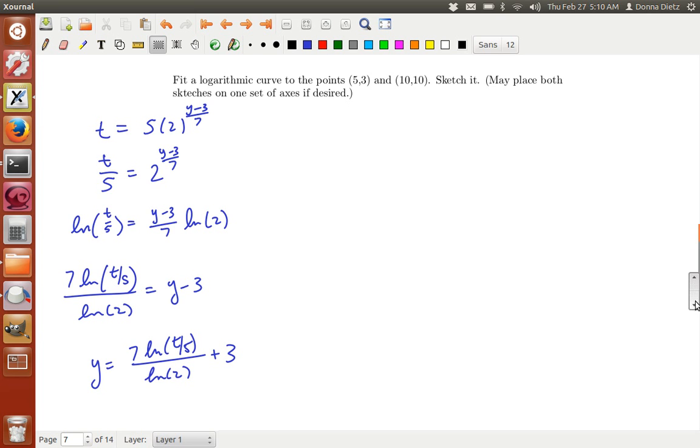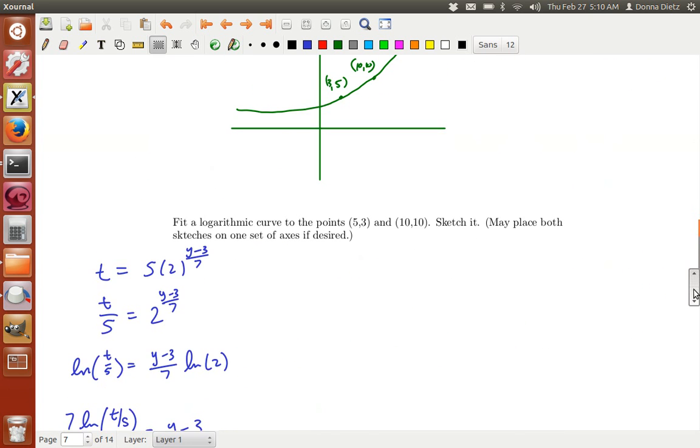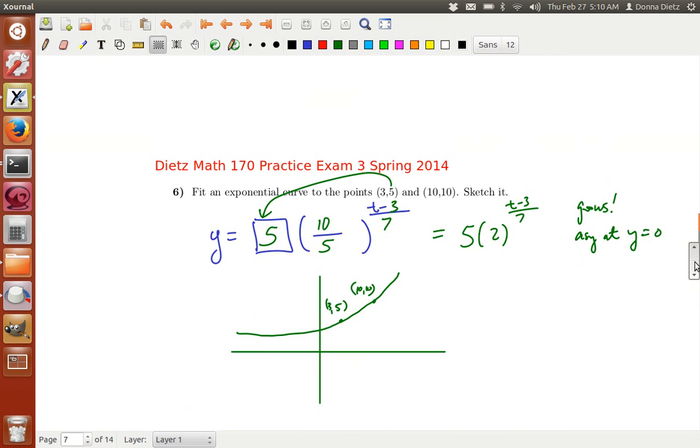It says sketch it, placing both sketches on one set of axes. Great. So I don't really want to plot a second set of axes. So I'm going to just draw this. Now you can see this didn't work very well, right? I need to make sure 10, 10 goes on the line y equals x. So I can fudge it a little bit. That might not be 45 degrees, but it should work. And then this curve that I drew should cut through. There we go. So pretend like that's my original curve.